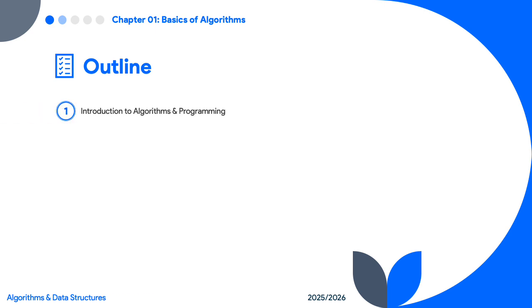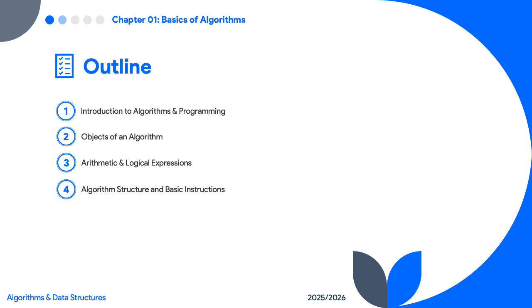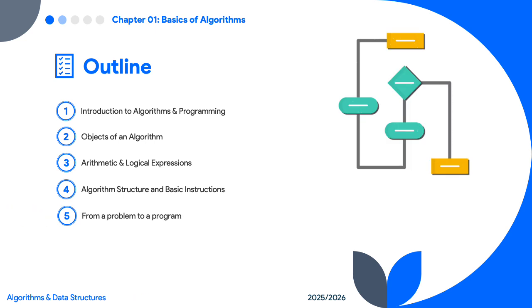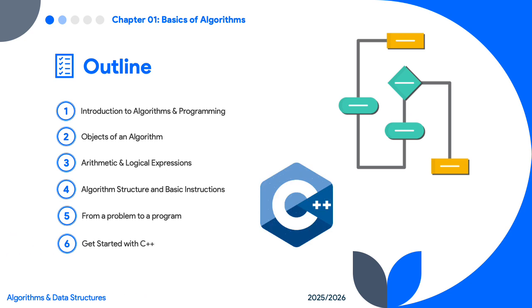As an outline, we start by introducing algorithms and what programming is used for. Objects of an algorithm like constants, variables, identifiers, etc. Arithmetic and logical expressions like basic mathematical operations and some logical concepts. The structure of an algorithm and some basic instructions. How to move from a real-world problem to an executable program. And finally, getting started with C++ programming language, of course using one of the famous development environments like Visual Studio Code.